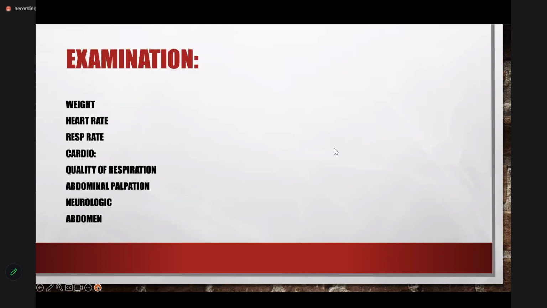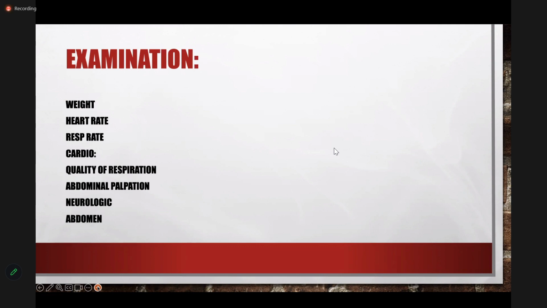Okay, so examination. So we said weight, heart rate, respiratory rate, cardio. When I say cardio, it means you need to listen to the heart for a heart murmur. Everyone understand what a heart murmur is? So what is a heart murmur? An abnormal sound of the beating heart when you auscultate. Okay, so it's an abnormal sound.